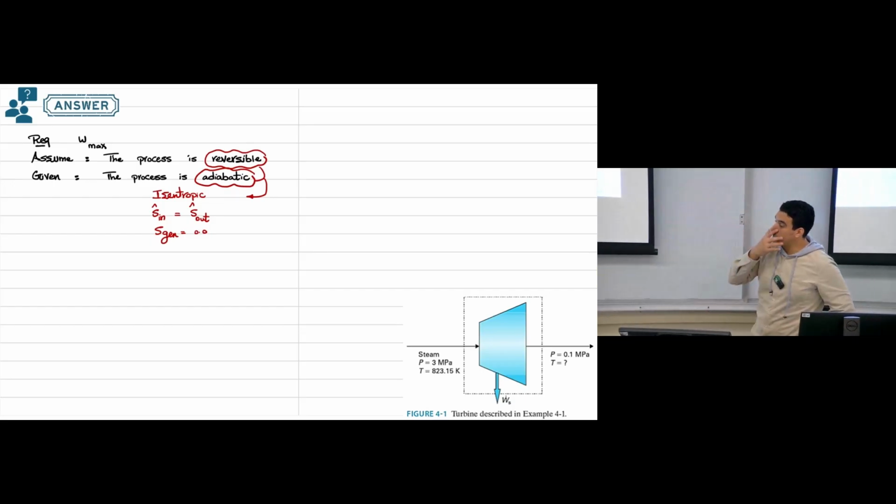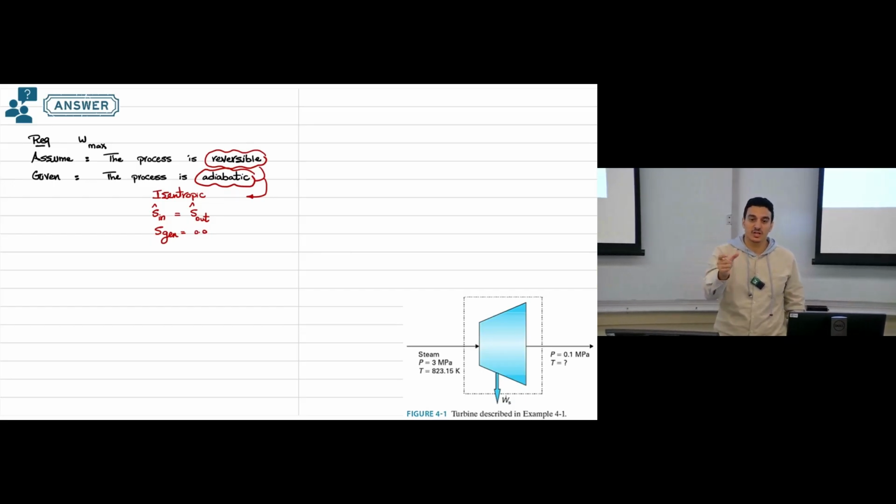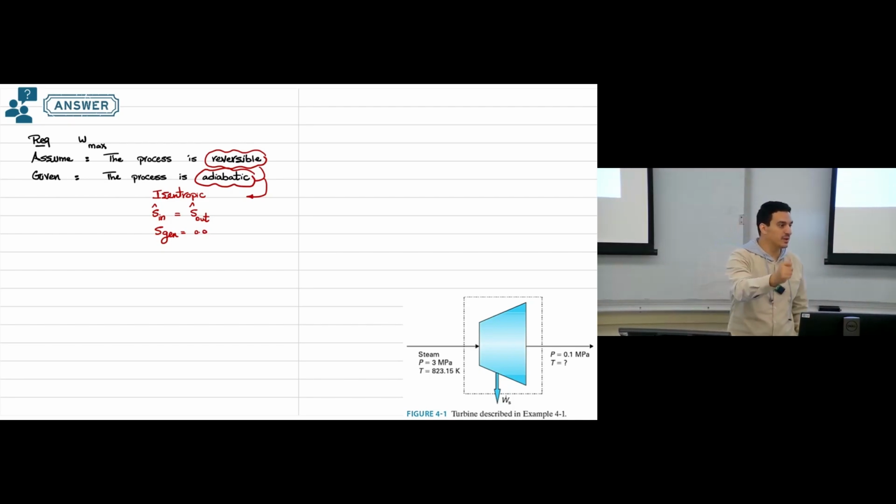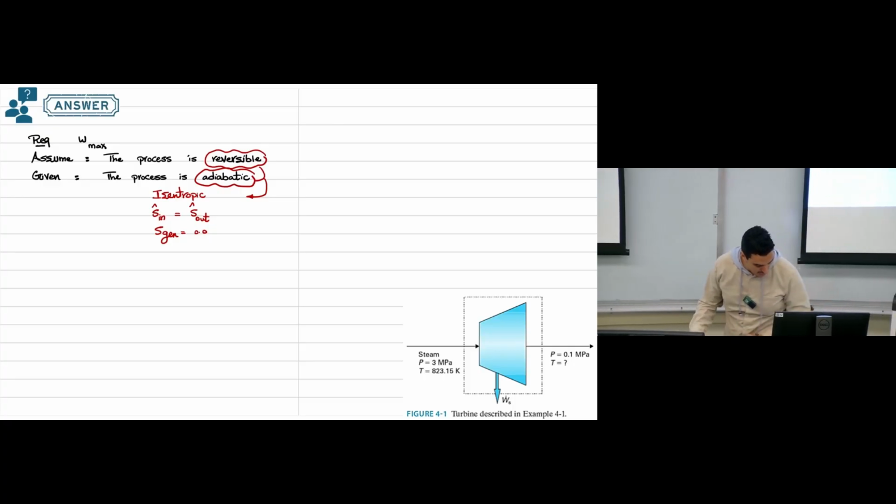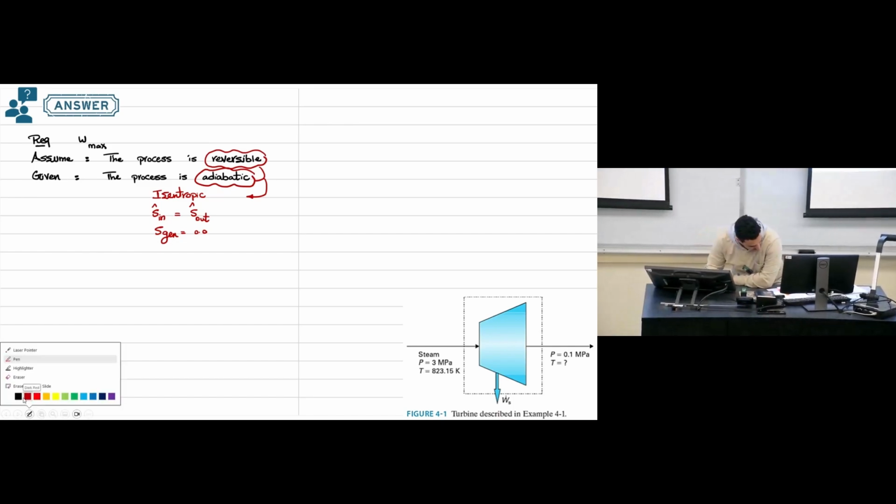So all of this new information, you just need to understand from the statement, from the requirement. We need to calculate the maximum work. The maximum work can only be calculated if the process is reversible. Then he's telling you assume the process is reversible, and in the given, the process is adiabatic. So reversible adiabatic means isentropic. Based on this, you can know that inlet entropy and outlet entropy will be the same. There is no generation of entropy in this requirement. Okay? So in order to do this one here, this is what we will start with.